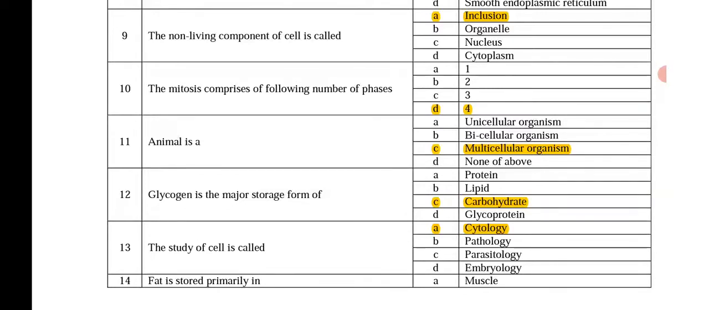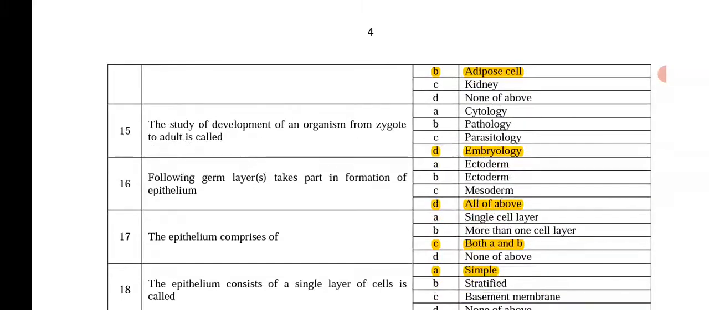Glycogen is a major storage form of carbohydrate. The study of cell is called cytology. Fat is stored primarily in adipose cell. The study of development of an organism from zygote to adult is called embryology. Following germ layers take part in the formation of epithelium. All of above: ectoderm, mesoderm and endoderm.